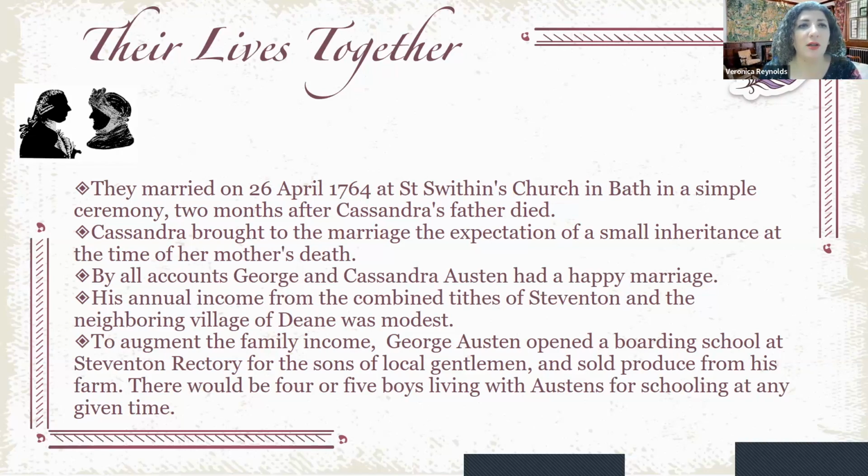He would augment the family income from the parish tithing by opening a boarding school at the rectory. So the sons of local gentlemen, who were probably not very high-ranking gentlemen, but they had enough money to make this worth George's while, would come to him to learn, and they also sold produce from the farm. So the entire time of Jane's youth, there's at least 4 or 5 boys unrelated to her living in the house, which would have given her a lot of time to study them.